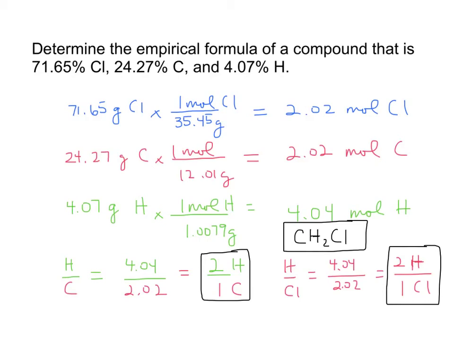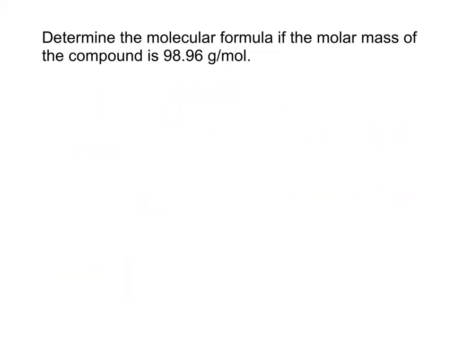Let's look at another example that you can actually try. So let's say that we're given an additional piece of information about this compound. The compound that we've previously figured out has an empirical formula of CH2Cl. Let's say that now it asks us to determine the molecular formula. And notice it gives us some additional piece of information. It gives us a molar mass in terms of grams per mole.